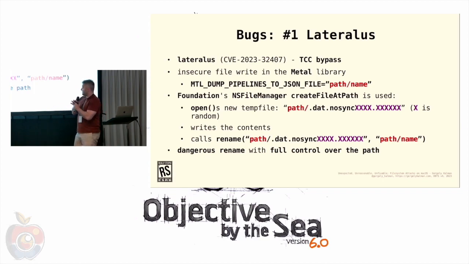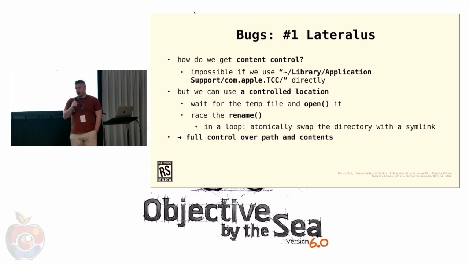And this is the most important part. I control all of that. So it's a dangerous rename with full control over the path. However, how do I control the content? I don't know what's in that log file, and to be honest, I don't really care. If I try to overwrite TCCDB directly, I won't be able to really control the content as I would wish.